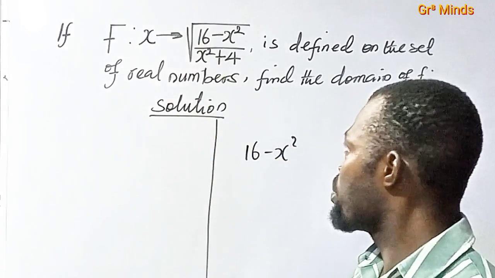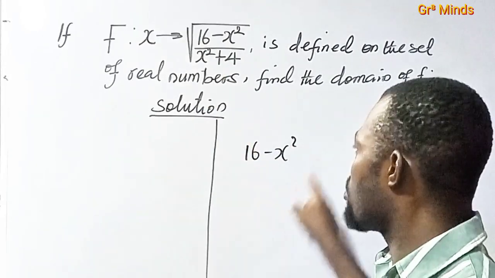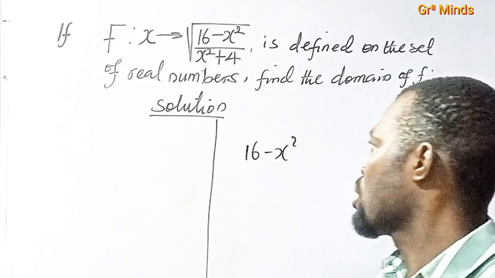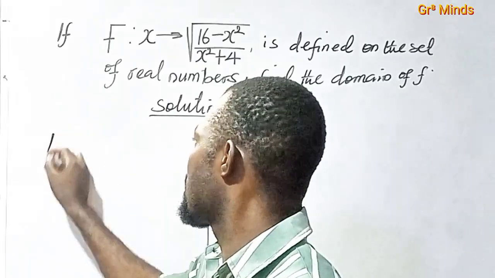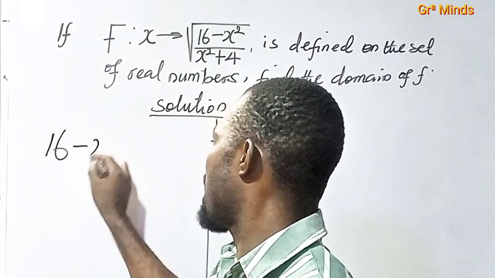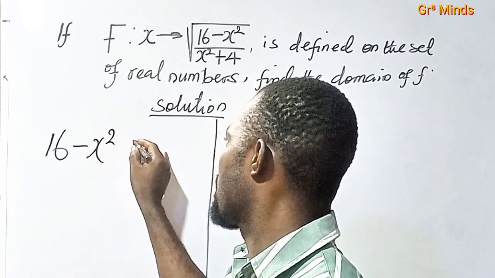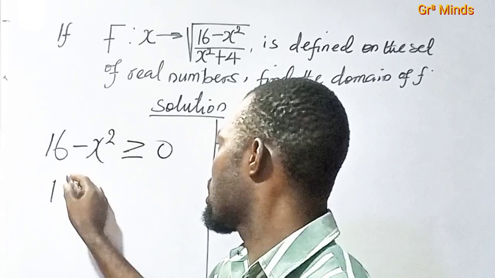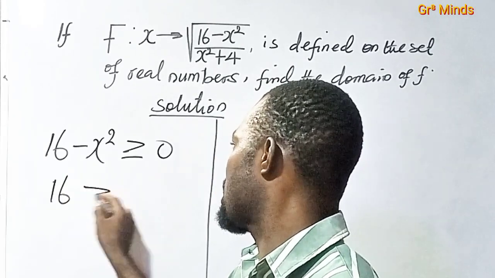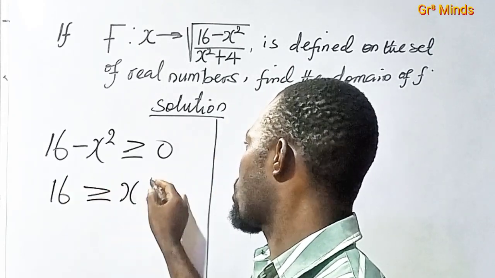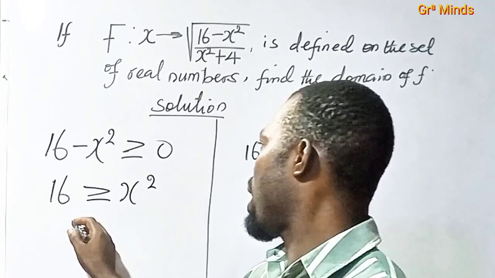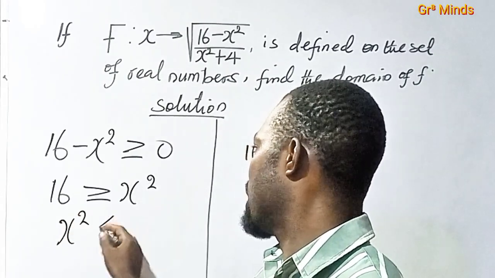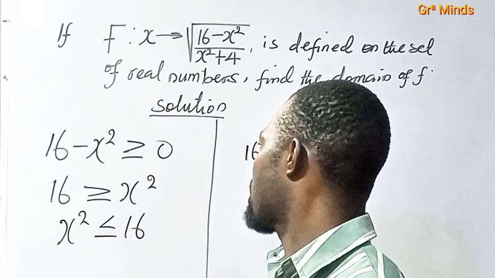For this function to be defined, this value must be greater than or equal to 0. So we have that 16 minus x squared must be greater than or equal to 0. That is, 16 is greater than or equal to x squared. So our x squared must be less than or equal to 16.